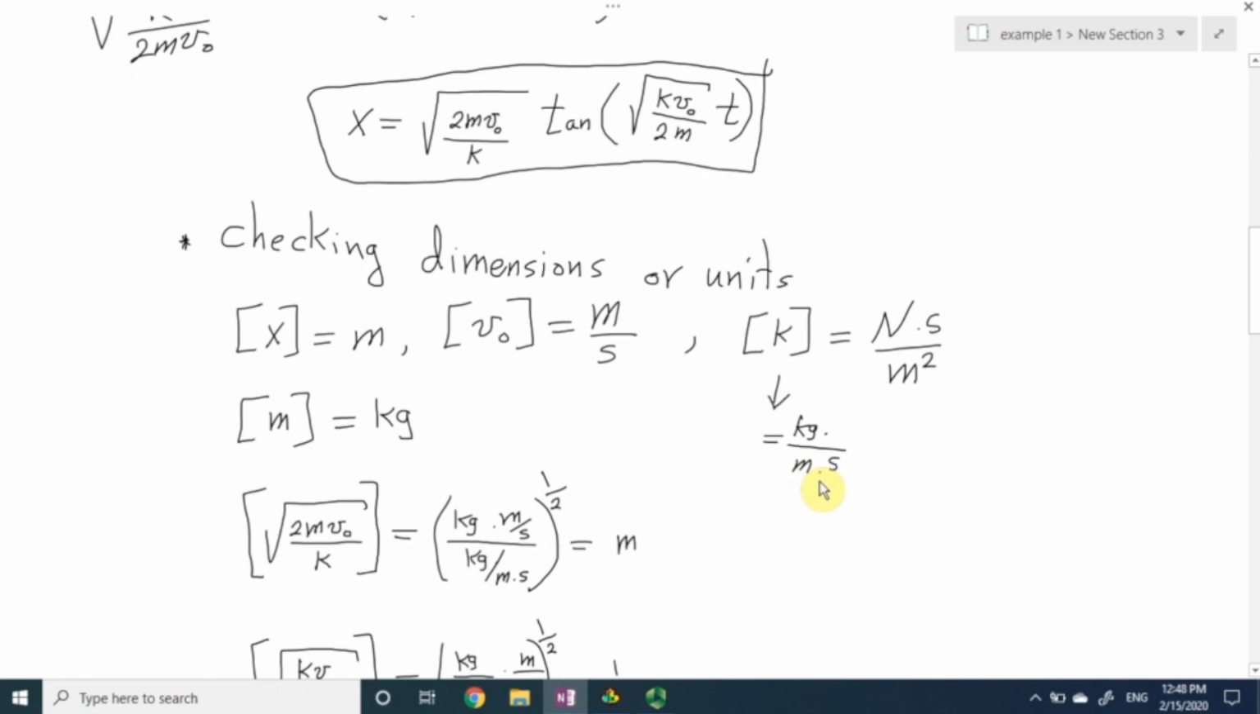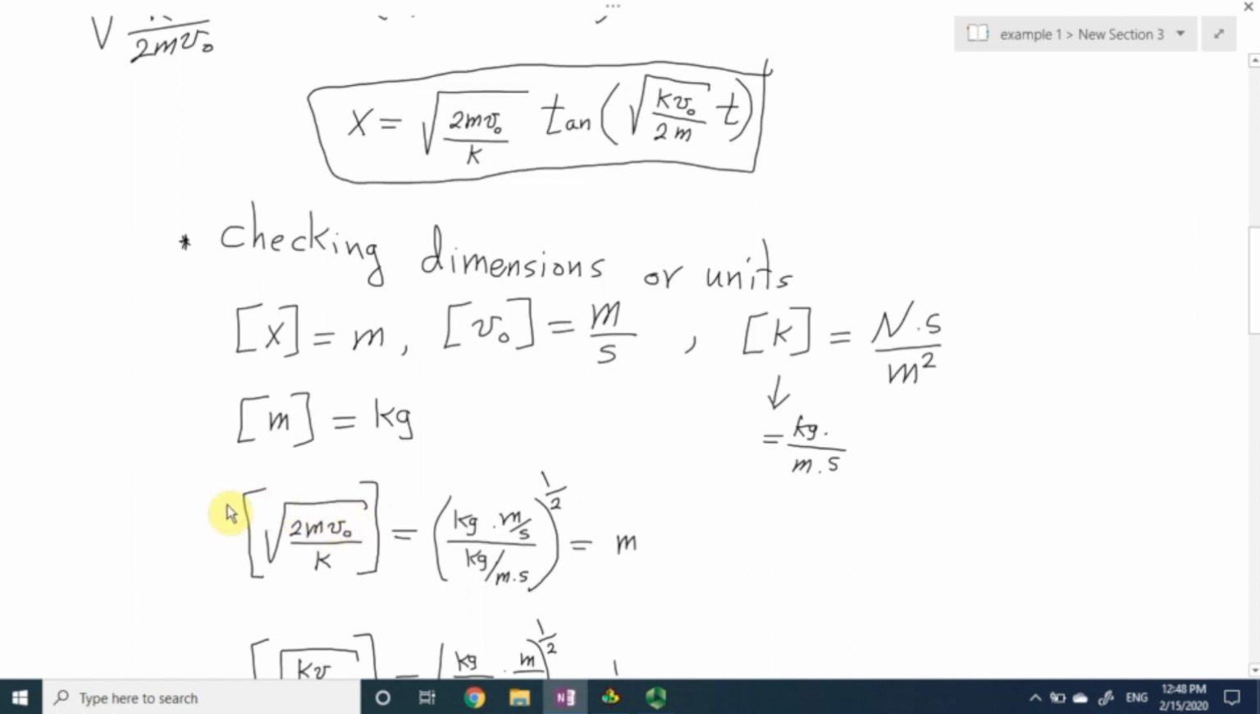So now we can check units. Now this square root here should have the units of meters, because you know that tan of this argument shouldn't have any dimension or unit. So the unit of the left-hand side, which is meter, should equal the unit on the right-hand side. So let's check if this square root of 2 multiplied by the mass multiplied by V naught divided by the constant k should give you the right unit, and that's meter.